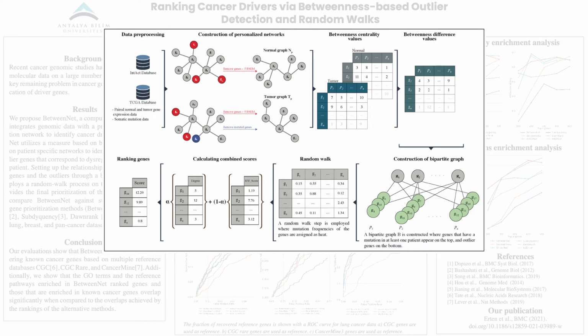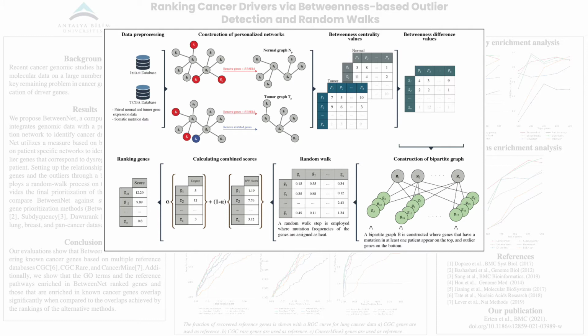So we have betweenness values calculated from the tumor graph, and also betweenness values calculated from the normal graph for each patient. After the betweenness calculation is done, across all instances for each gene i, we calculate the absolute difference of betweenness centrality values calculated from the normal and tumor networks. After that, a bipartite graph is constructed that consists of mutations in the top partition and a set of outliers in the other partition.